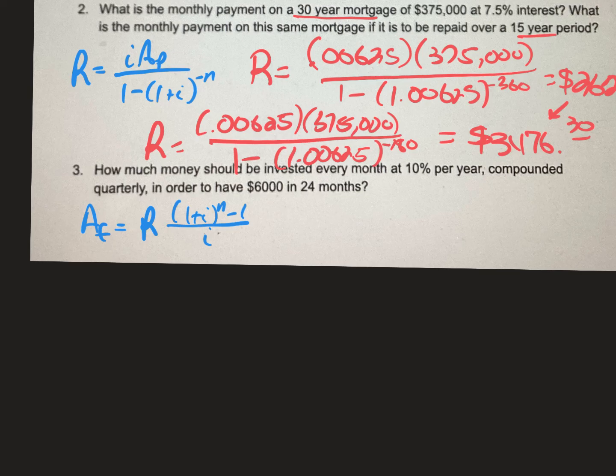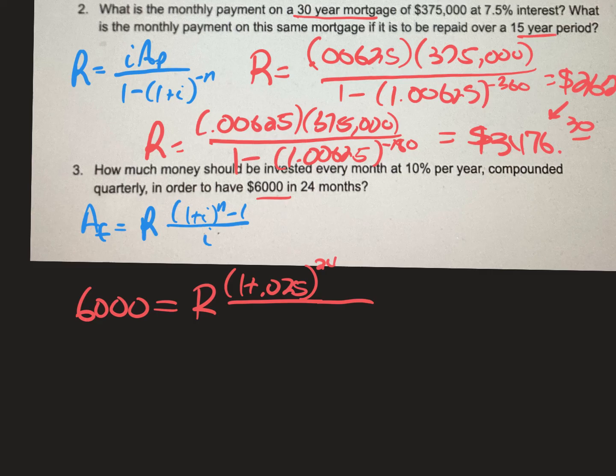Okay, how much money should be invested every month, compounded quarterly, to have $6,000? Okay, so this one we want to end up with 6,000. That's the final amount, 6,000. I want to know how much I have to put in every month, and I'm going with 1 plus the rate. Now the rate's 10% compounded quarterly, so I'm doing 0.10 divided by 4 for quarterly and getting 0.025. That is raised to the, how many payments do we have? We have every month for 24 months. So that's 24 payments, minus 1, over 0.025.